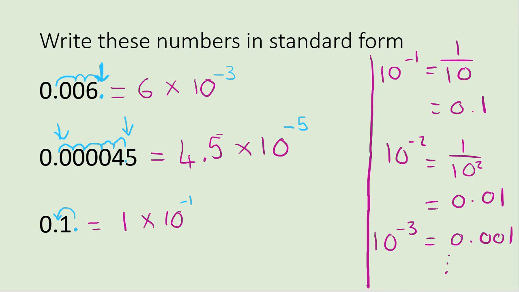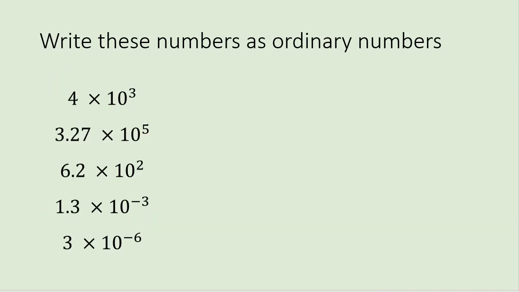It's also going to be useful to be able to take these numbers in standard form and put them back into ordinary numbers. So put them back into the numbers that we can read. So here we've got some examples. The first 3 all have positive powers on that 10, so that means that they're all going to be big numbers. The last 2 have negative powers, so that means that they're going to be decimals.